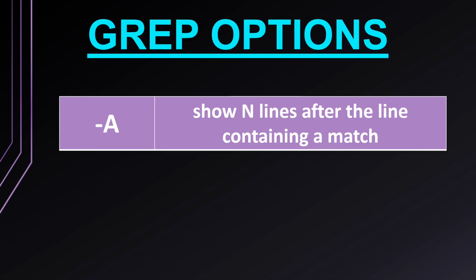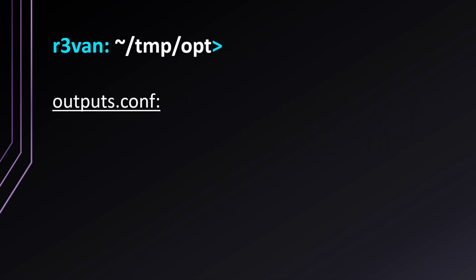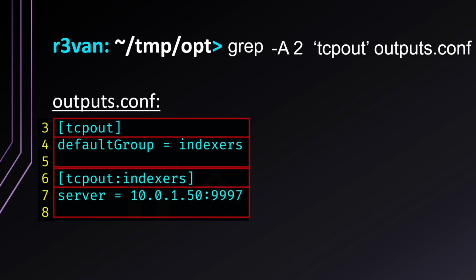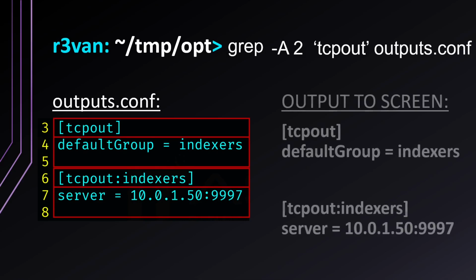Naturally, I use the word after to help me remember what the dash uppercase A gives us, and that is lines after a line with the match. Now in my first example, I typed grep dash uppercase A 2 TCP out outputs.conf, which tells grep to grab each line inside the outputs.conf file that contains the matching pattern TCP out and return that line plus 2 additional lines after it and display those on my screen. So grep goes to outputs.conf, grabs the lines containing matching patterns plus 2 additional lines after each line with a matching pattern and displays those lines on my screen.